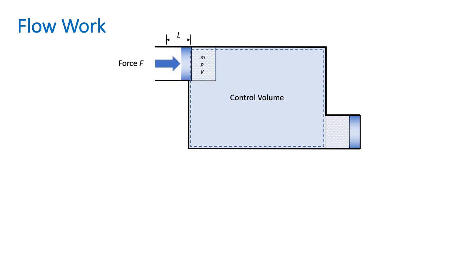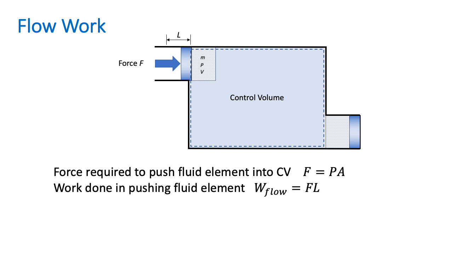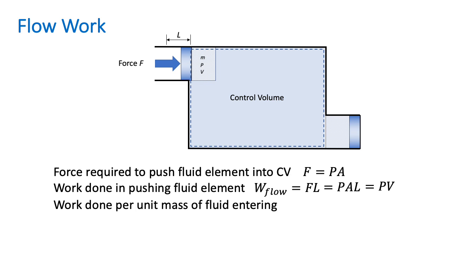Now the fluid volume has been pushed inside. The force required to push the fluid element into the control volume, F, is P times A. The work done in pushing the fluid element, W flow, is the force times the distance, F L, and this equals P A L. A times L is simply the volume of the fluid, so this is equal to P V.